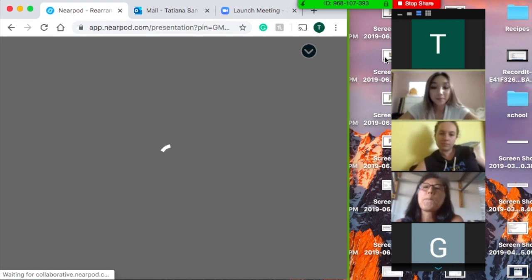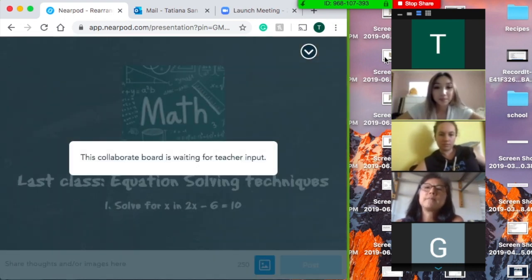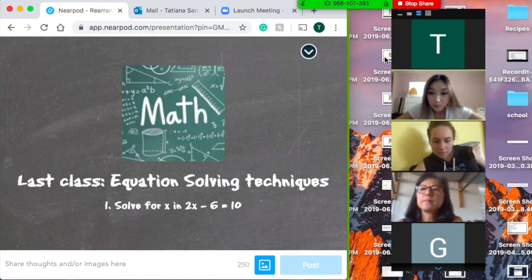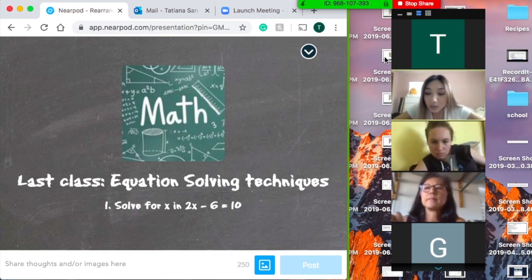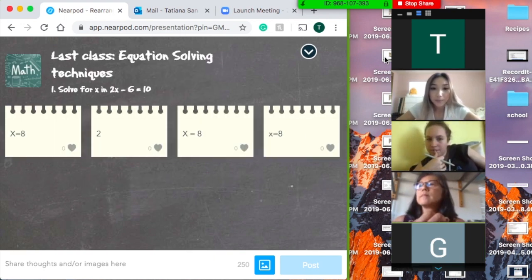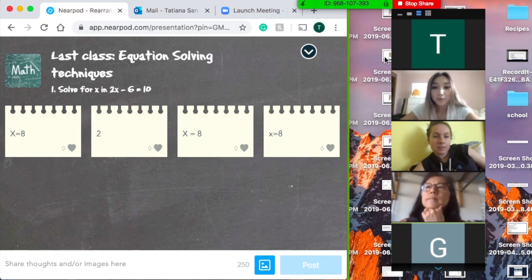Okay, so moving forward, if we look back on our last class, we just learned different equation solving techniques. To refresh on that, can you please read and answer this question and then press post when you're finished. Perfect, and I can see all your answers coming up. This technique that you just used, we are going to use and build on for rearranging formulas. So I'm going to move on to the next slide.